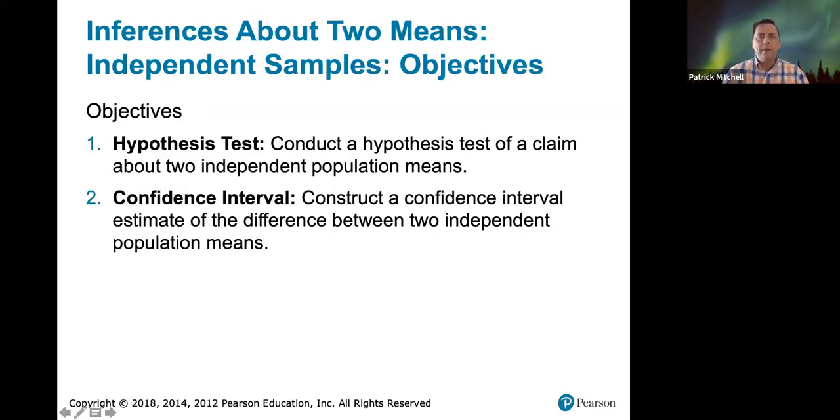All right, so the objectives in this section are to conduct a hypothesis test of a claim about two independent population means, and then to construct a confidence interval estimate of the difference between two independent population means.